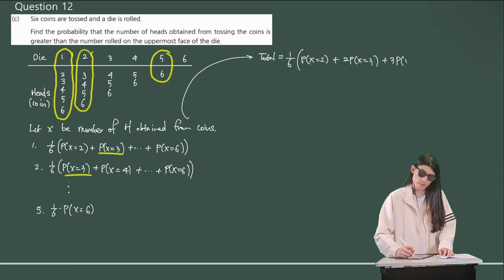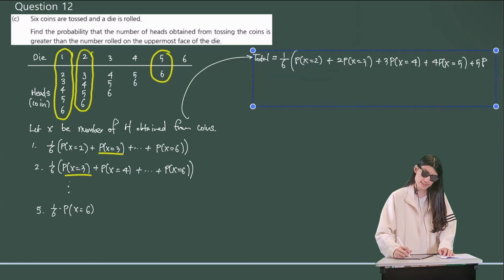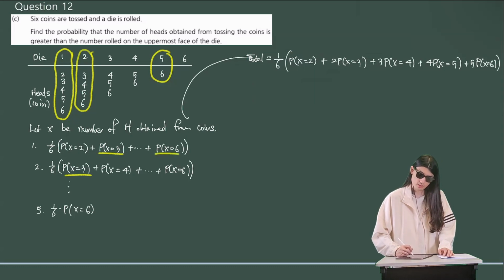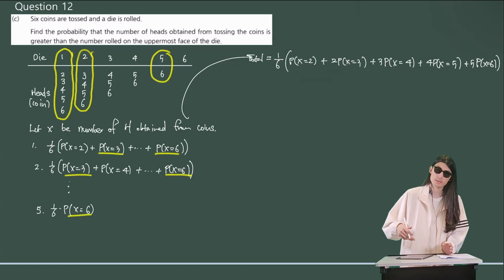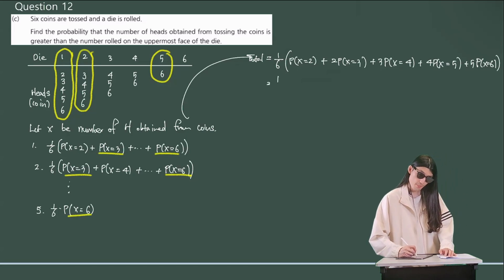You'll have 3 times p of x equals 4, 4 times p of x equals 5, and lastly 5 times p of x equals 6. And that's because p of x equals 6 appears here, here, and in other words in all 5 cases, doesn't it? Right?